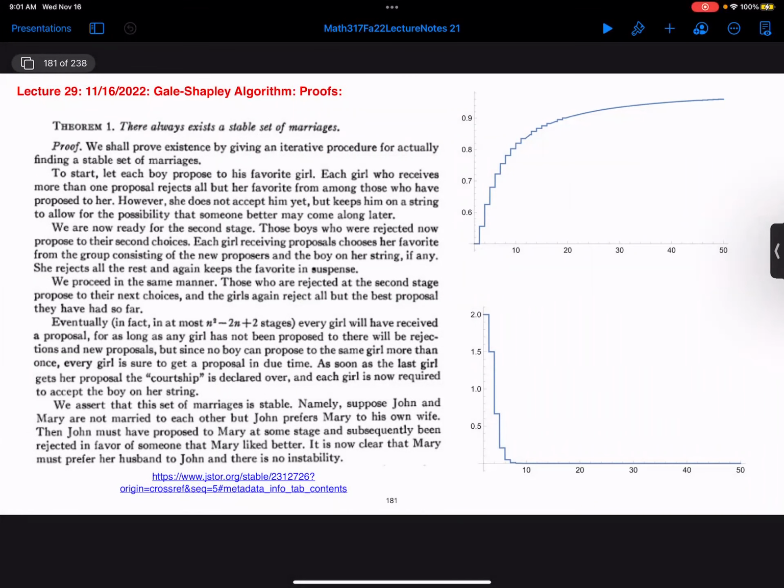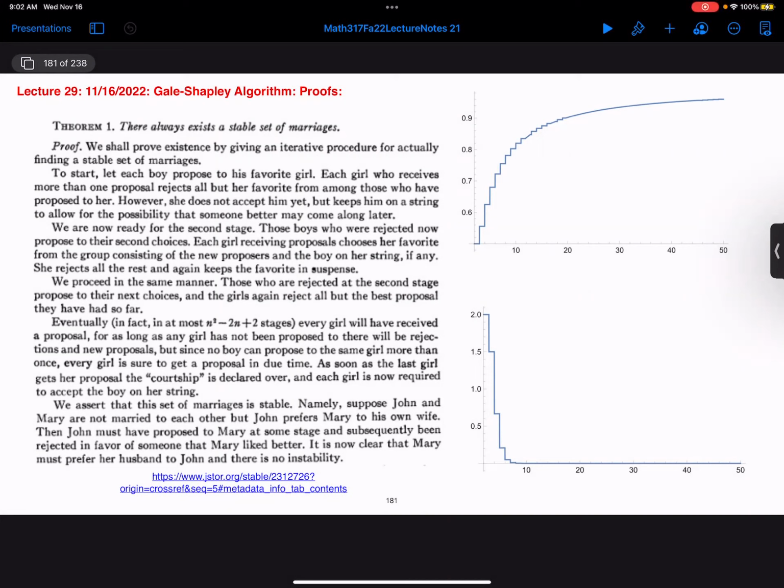So what we're going to do today is go through carefully and talk about the runtime of the Gale-Shapley algorithm. And what I want to do is not just go through the math, but try to drive home just how phenomenal this result is.